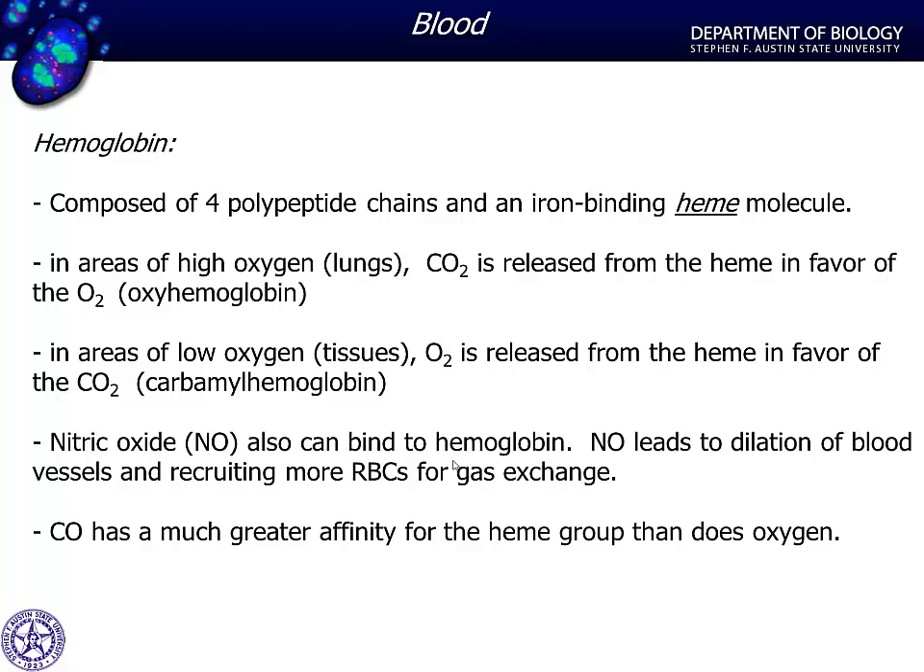And remember, that's the pH that's really affected here. Carbon dioxide is affecting the pH, which assists in either the loading or the unloading of oxygen. So in areas where we have low oxygen and higher CO2, that's going to favor the unloading reaction, and that's going to happen down in our tissues. Now we also see that nitric oxide can bind to hemoglobin.